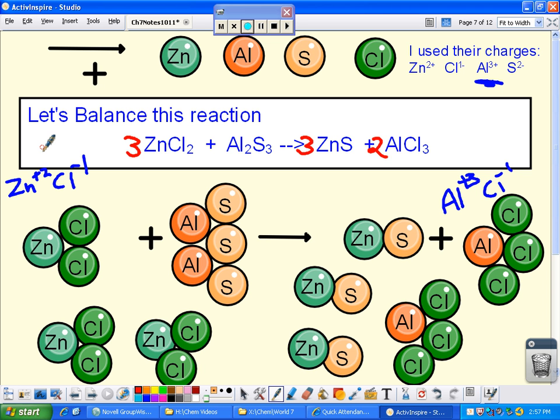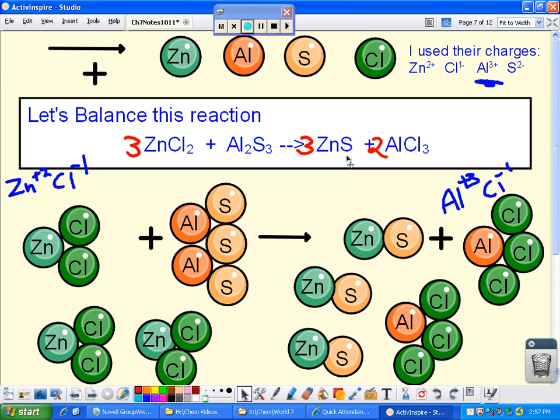Just kind of go, okay, there are 3 zincs, 3 zincs. 3 times 2 is 6 chlorines. 2 times 3 is 6 chlorines. 2 aluminums, 2 aluminums, 3 sulfurs. 3 times sulfur, 3 sulfurs. That's the idea, is trying to make sure the 2 sides are balanced.